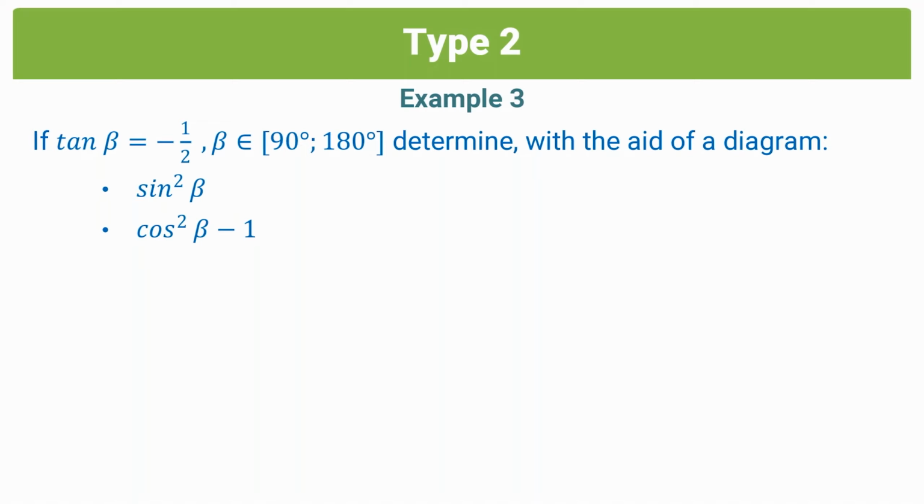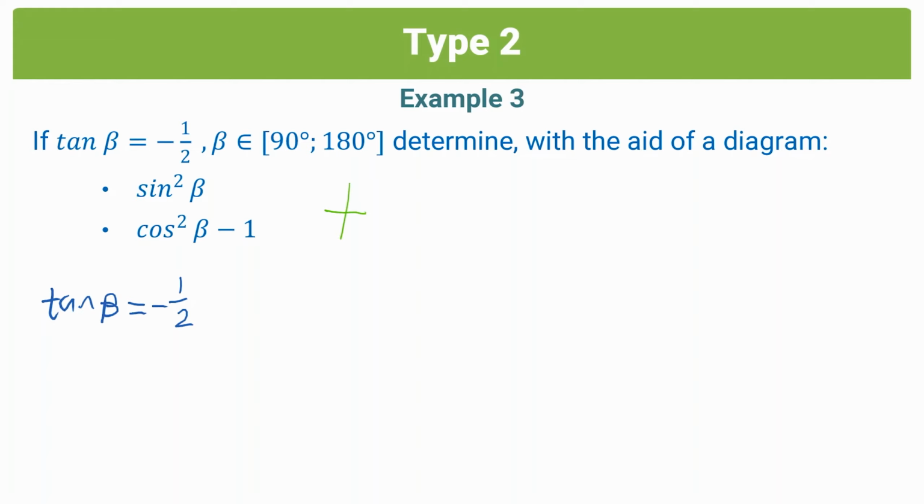For question 3, we are told that tan beta equals negative half, and beta is an element of 90 to 180. Determine with the aid of a diagram sine squared beta and cos squared beta minus 1. So how would we go about doing this question? Well, we are already in the form of trig function equals number, because on the left-hand side, we just have our tan beta. So we can immediately go to step 2, which would be to look at our restriction and find out which quadrant we're working with.